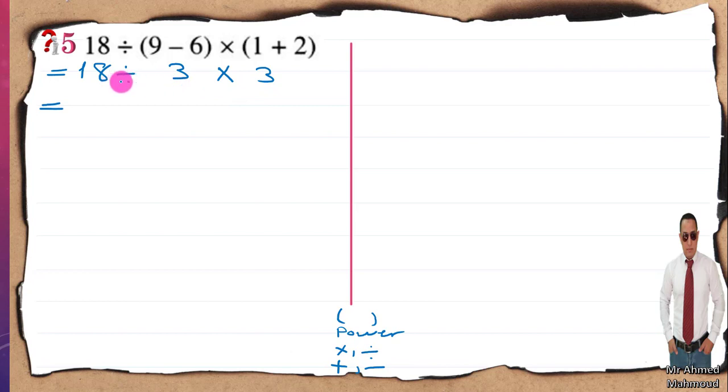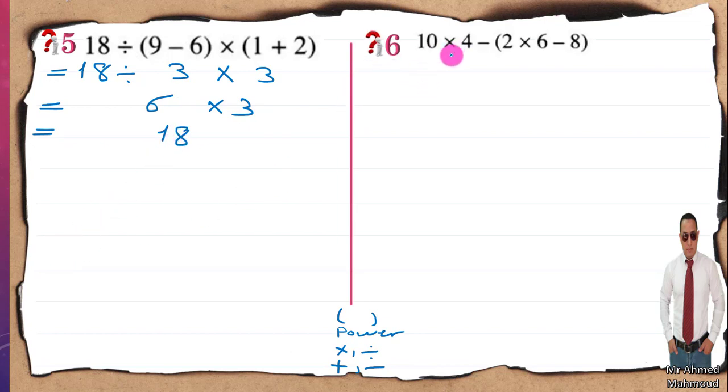The left one, or the first one from the left, is 18 divided by 3. So I'm going to evaluate 18 divided by 3 equals 6 and write down times 3. Now 6 times 3 equals 18, and this is the simplest form.